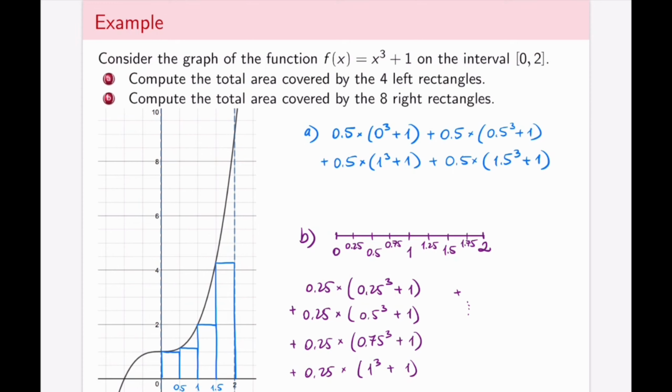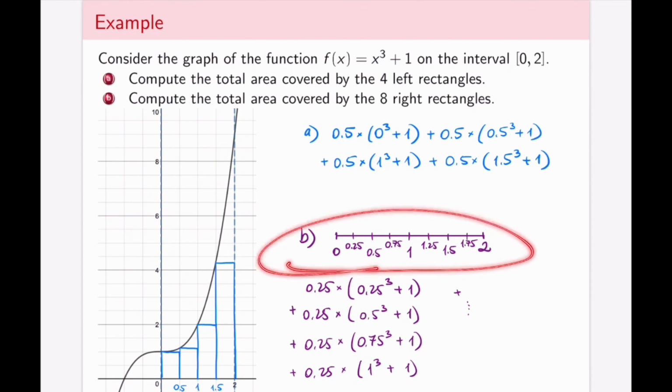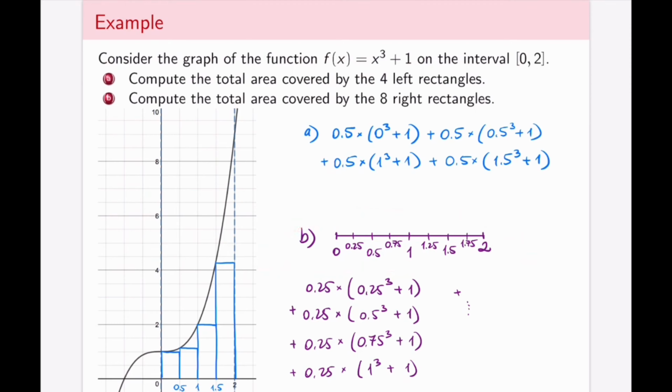Now, I encourage you to finish this off just to get practice with plugging in consistently the right endpoint as you are required, and then see how that goes. I also encourage you to then actually draw these rectangles on the graph. What this is supposed to illustrate is that we don't need the graph to carry out these calculations, but a visual support of the graph is always something that can be very useful for these questions.